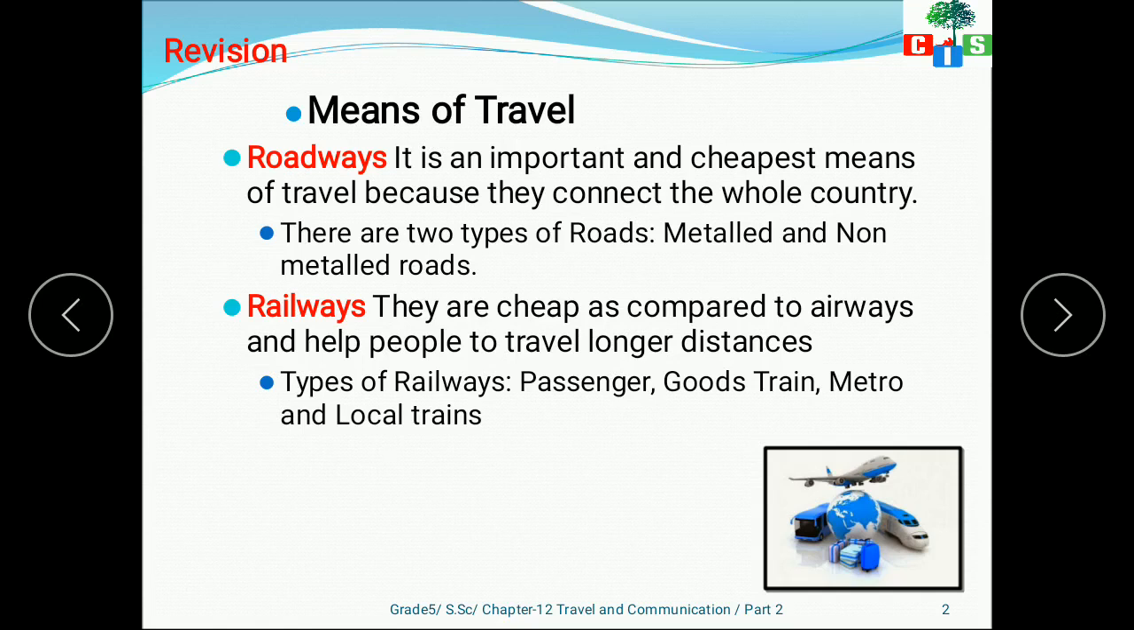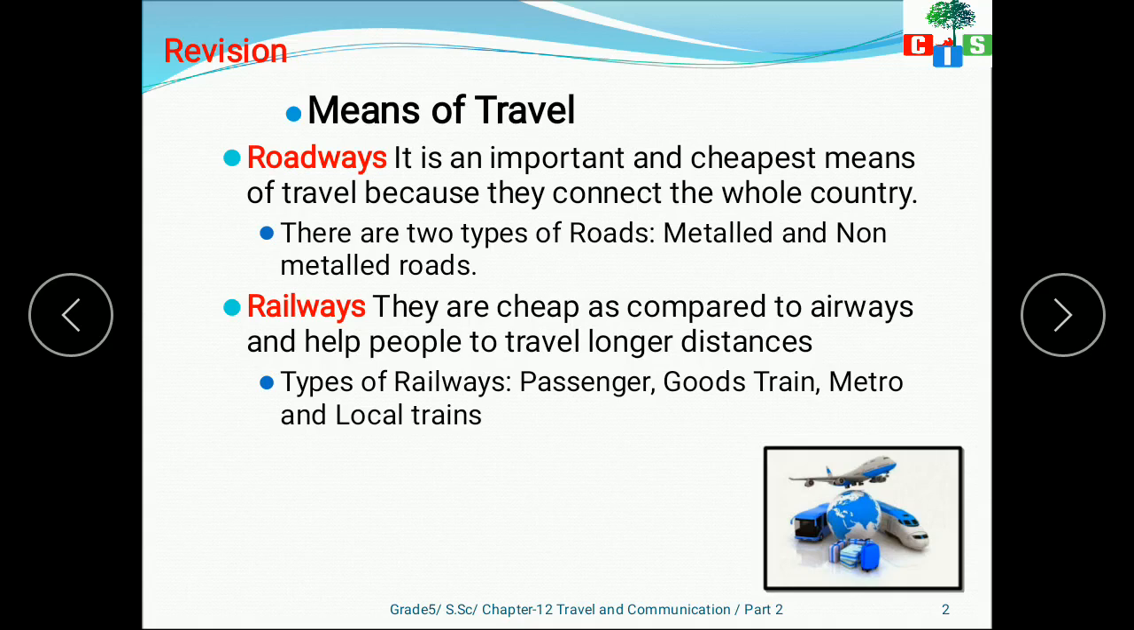Railways is another means of travel and it is cheaper than airways, as compared to airways. It helps people to travel longer distances. So if anybody wants to go from one place to another and cover long distances, they can prefer railways. The types of railways we also discussed: passenger rail, goods train, metro and local train. Now let's see the other means of travel.